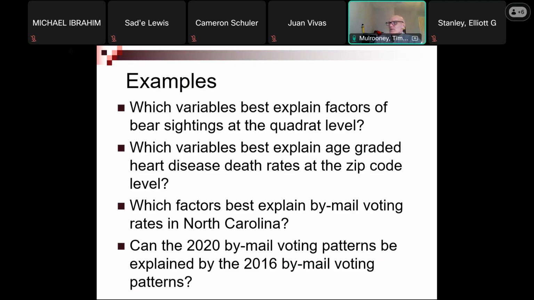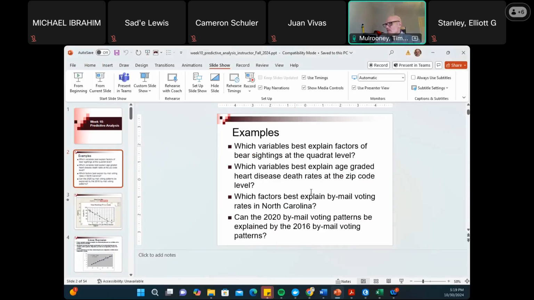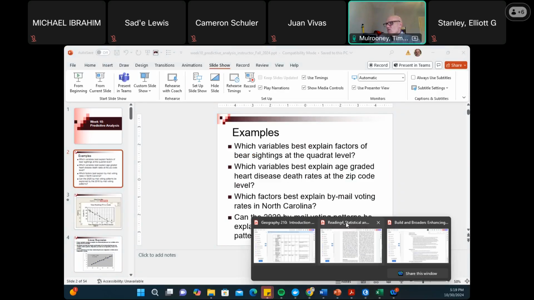Which variables best explain age-graded heart disease death rates at the zip code level? That's what we're going to talk about today. Which factors best explain by-mail voting rates in North Carolina? You're going to be doing that for reading number 4. How about, here's a simple one. Can the 2020 by-mail voting patterns be explained by the 2016 by-mail voting patterns? So we did this paper and we'll look at this paper.